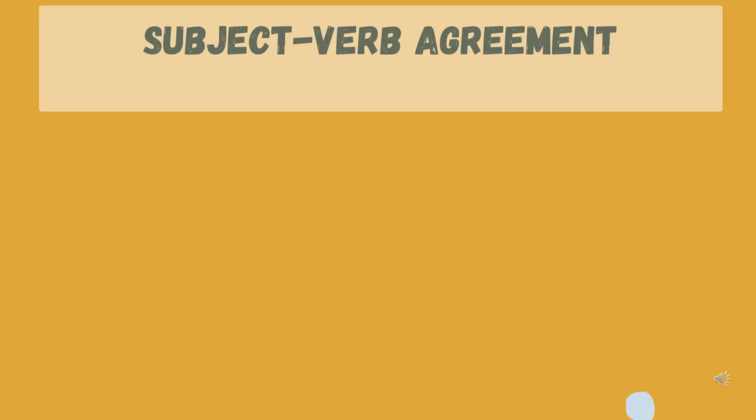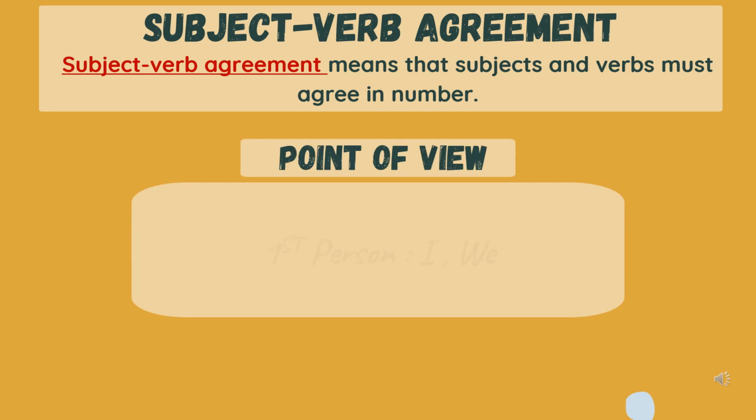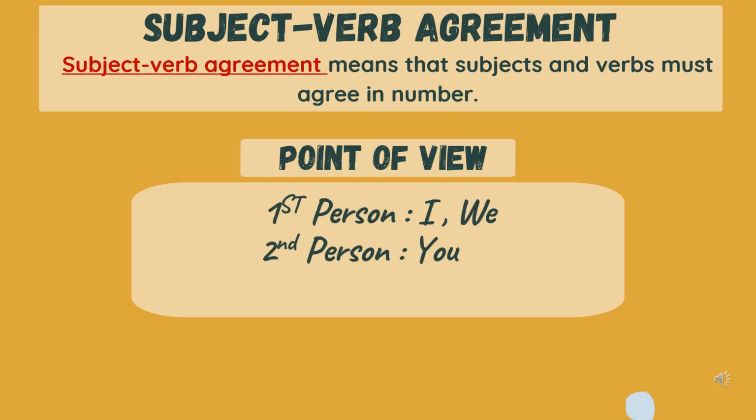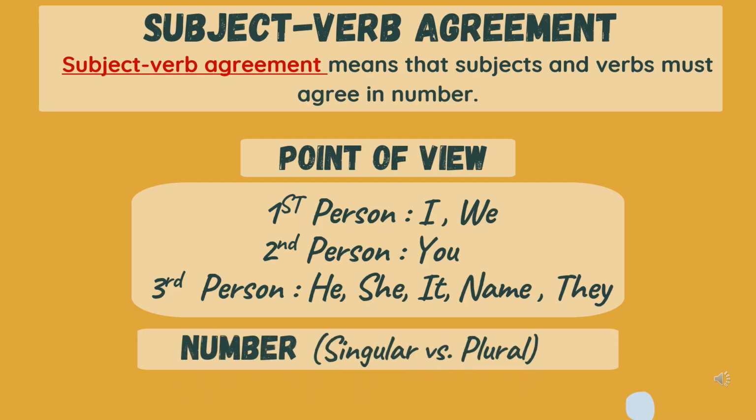Subject-verb agreement means singular subjects need singular verbs. Plural subjects need plural verbs. According to the point of view of the subject: first person, I, we. Second person, you. Third person, he, she, it, they. And according to the number, watch for singular versus plural.